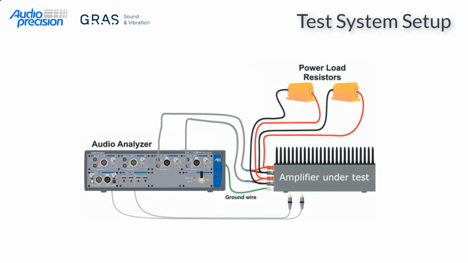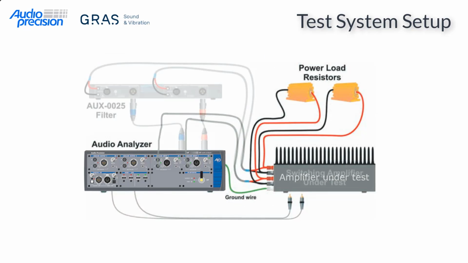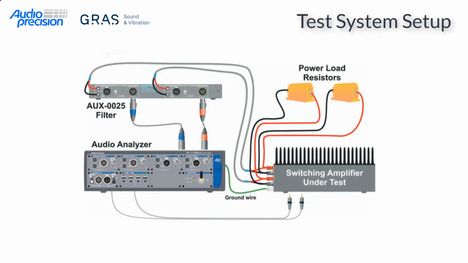Okay, let's take a quick look at the physical setup. In addition to the amplifier under test, I have 4-ohm load resistors wired in parallel with the analyzer. And we also recommend using a ground strap between the DUT, device under test, and the APX analyzer. If the amplifier you're testing is a Class D design, you'll also need an aux filter placed just before the analyzer inputs, as shown in this connection diagram.